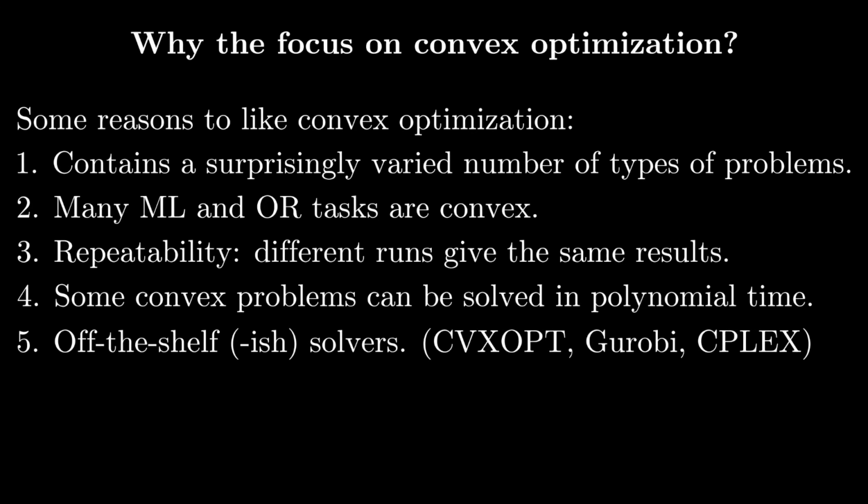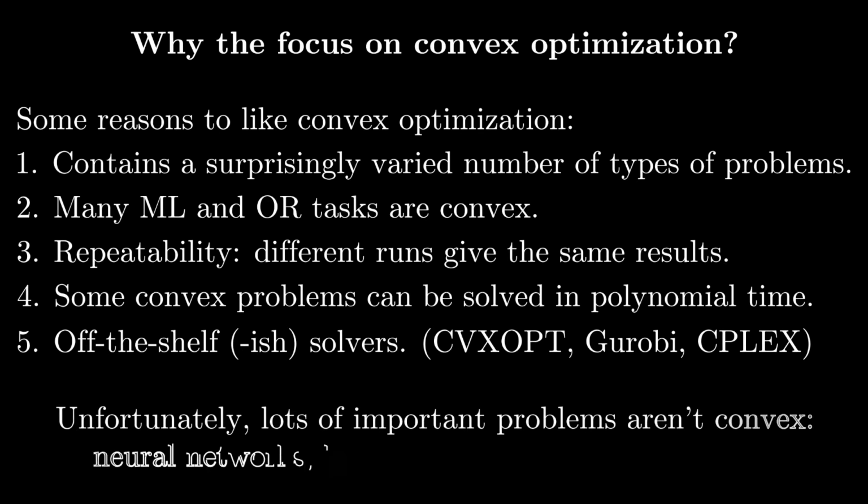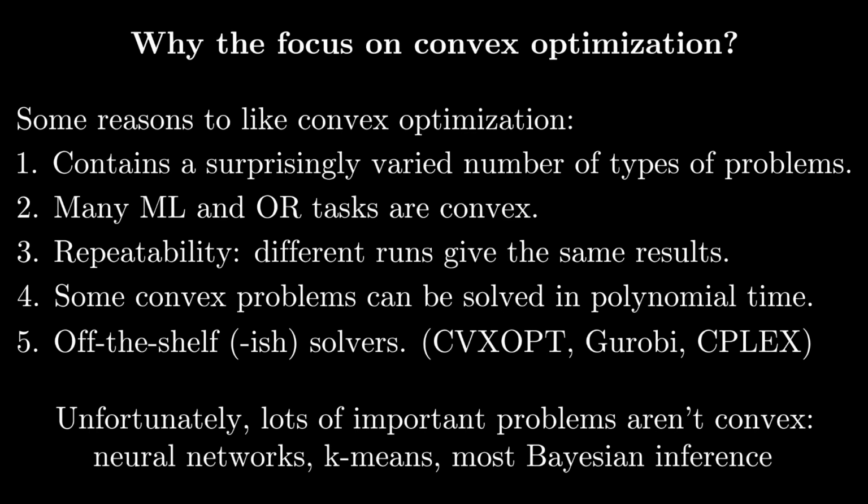Finally, when a convex optimization problem is framed in a standard form, there are often pretty good software packages for solving it in an off-the-shelf way. Now, the downside of convex optimization is that not everything we want to do can be framed as a convex optimization problem. In particular, things like deep neural networks and Bayesian inference tend not to have convex objectives.